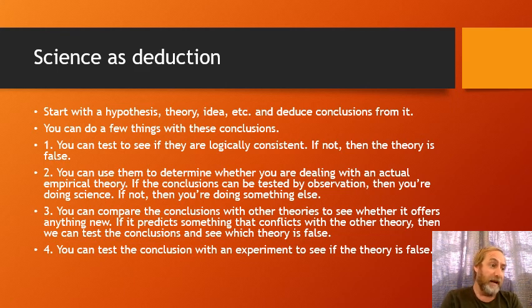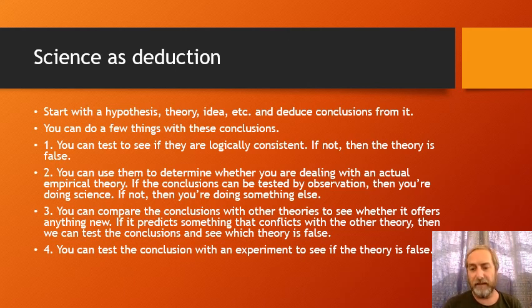So one, right, if my theory was that all swans are white, one conclusion I could draw from that is the next swan I observe will be white, right? And then I can go out and test that. And so that's one thing we can do, right?